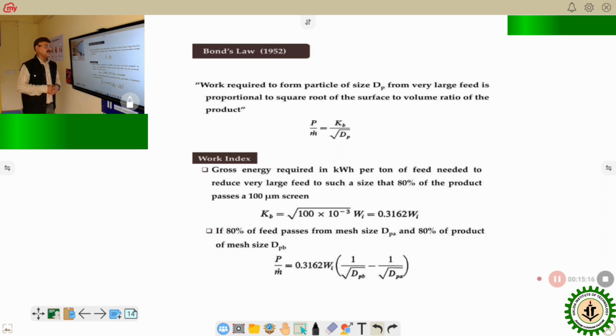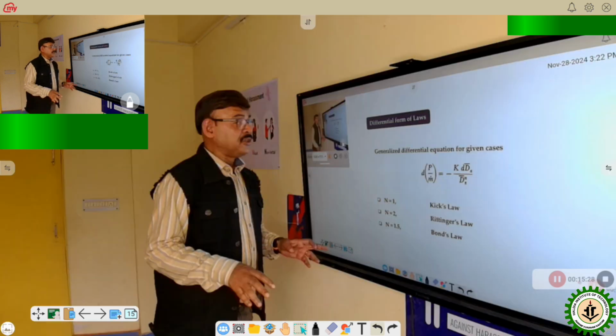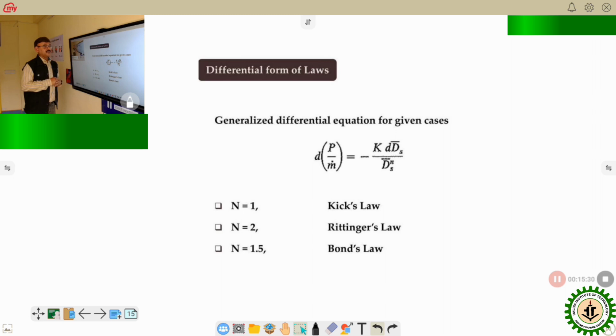So Wi is the work index. That work index is applicable for different materials. Its value will be different for different materials. So the thing is becoming easier to calculate the power input. So that is the differential form of the law.